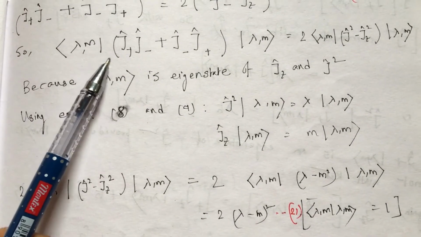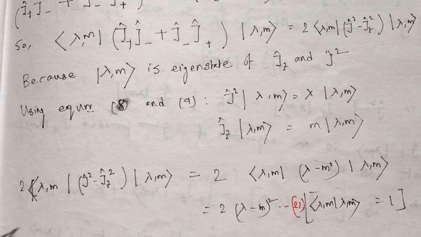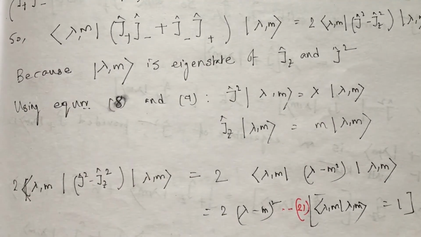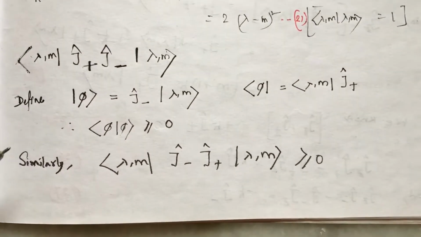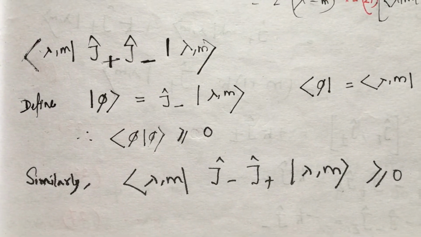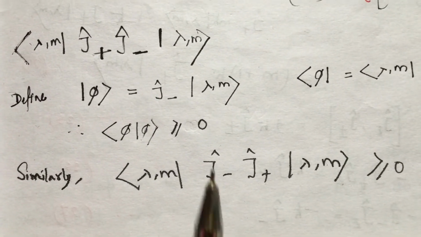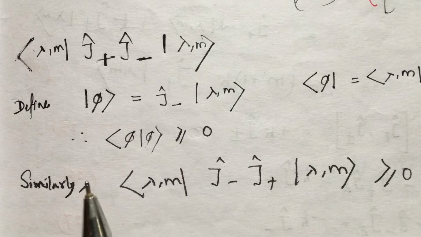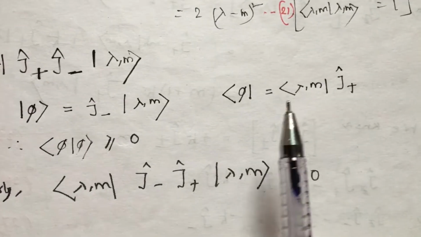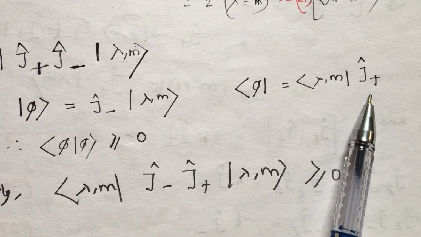Now I need to find the value of the left hand side and equate it to 2 into (lambda minus m squared). First I will find the value of J plus J minus in the lambda m state. So here is the calculation. This is J plus J minus sandwiched between lambda m states. Now I am defining this J minus lambda m as a new state, phi. This is phi ket, so phi bra should be just like this. Operator algebra has taught me this.